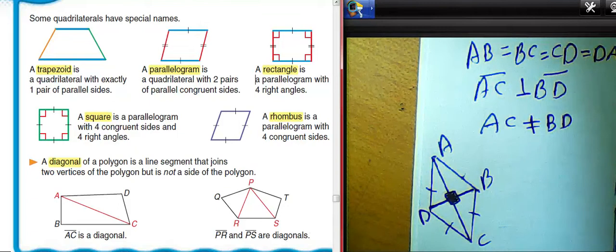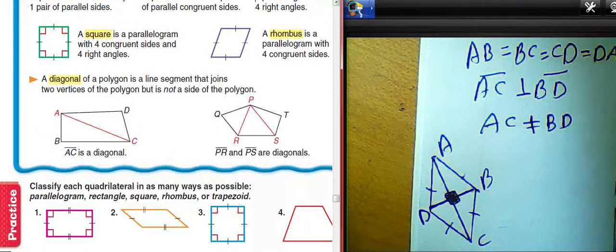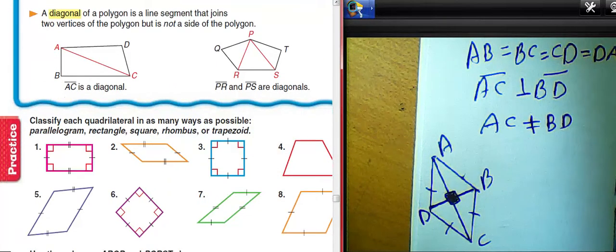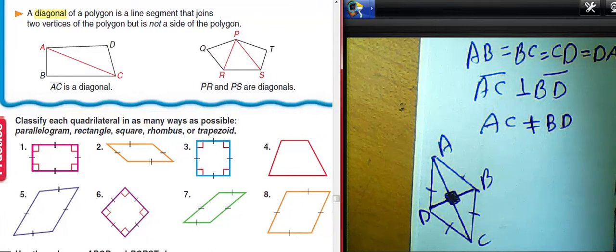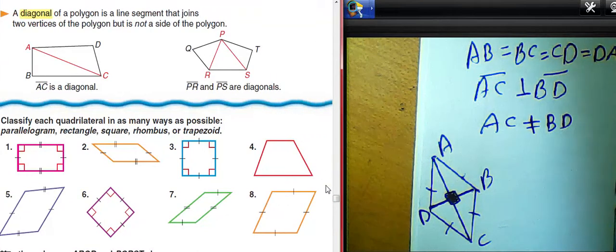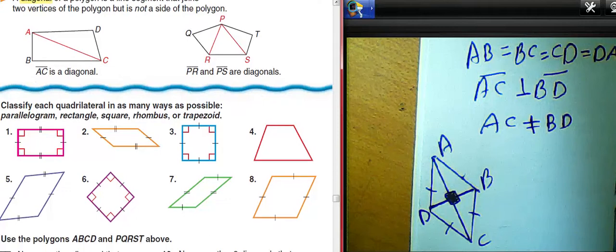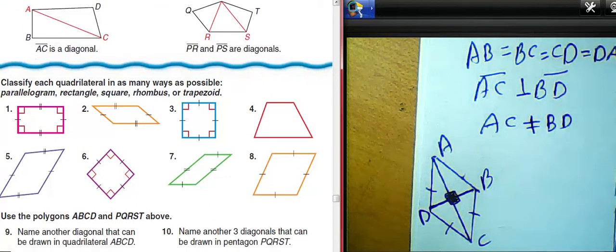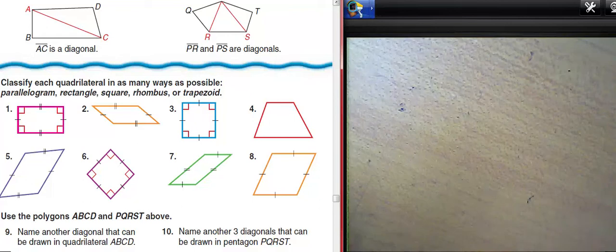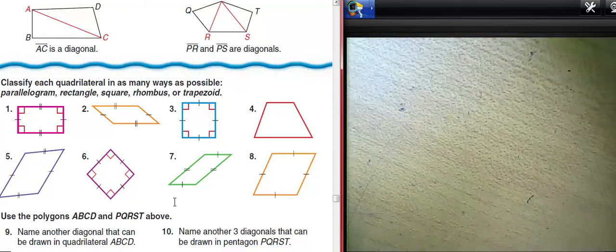Another question here. Classify each quadrilateral in as many ways as possible: parallelogram, rectangle, square, rhombus, or trapezoid. Question number 1. Look with me at this example. Question number 1, what was it? It was a rectangle. Okay, I will solve it here. Look here on the left hand side. Look at the mouse here.